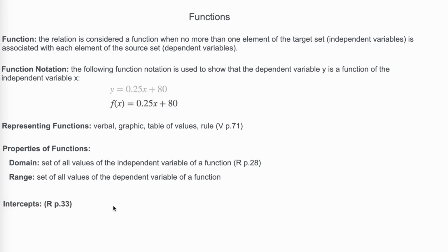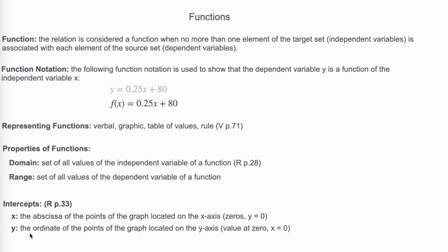Intercepts. Reflections, page 33. The x-intercepts are called the abscissa of the points of the graph located on the x-axis. They're also called the zeros. It's when y is equal to 0. The y-intercepts, the ordinate of the points of the graph associated with the y-axis. These are the values at 0, when x is equal to 0.